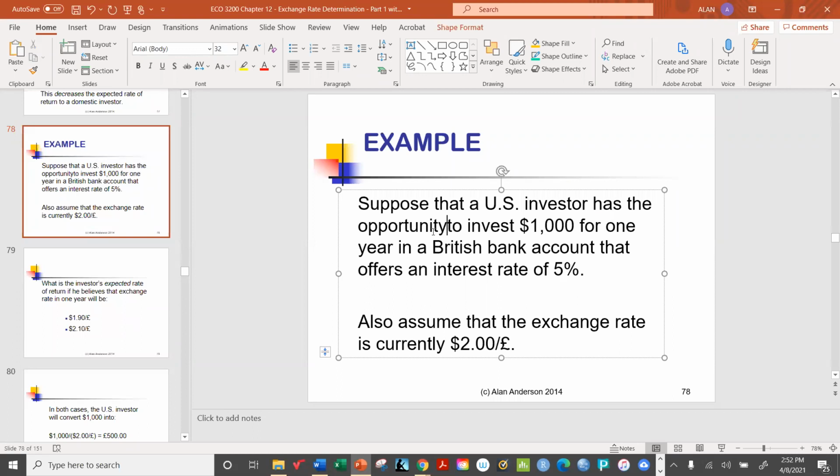If we have an investor in the US that is able to invest $1,000 for 1 year in a British bank account that pays 5%, and the exchange rate is $2 per pound, of course, what this means is that we must convert our dollars into pounds if we really want to earn the British rate of interest. Okay, so that's what we're going to do. Now, there's some US rate that we could earn for certain, but instead we want to take our chances and invest our funds in sterling and earn the sterling rate of interest and hope that we end up not losing money when the exchange rate fluctuates.